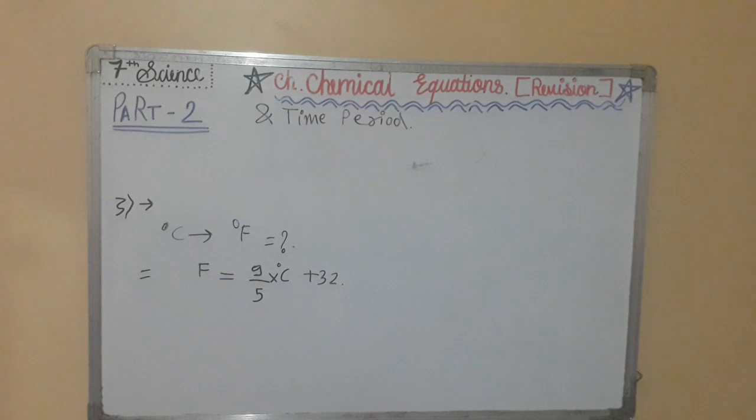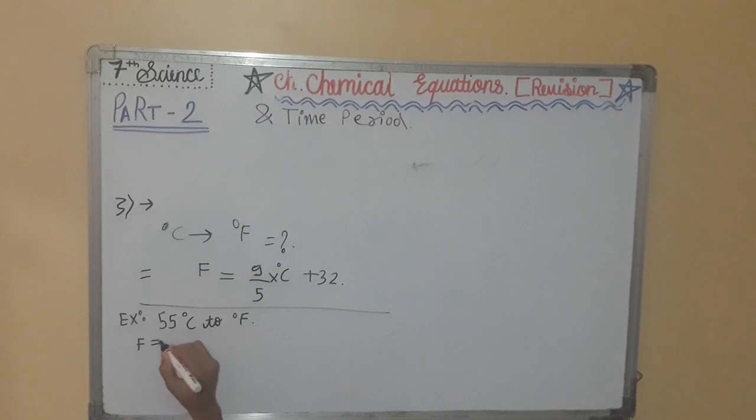Now one example is there. The example is: convert 55 degree Celsius to degree Fahrenheit. So Fahrenheit's formula is 9/5 multiplied by degree Celsius. So degree Celsius is 55, so we put the value, 9/5 multiplied by 55, plus 32.